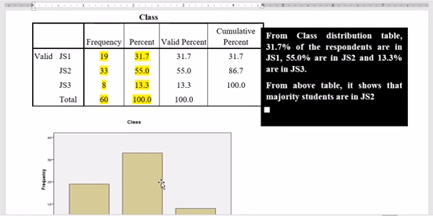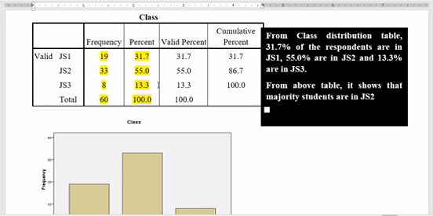Now, the class. I have 3 classes, GS1, GS2, and GS3. These are the frequencies: for GS1, I have 19; for GS2, I have 33; for GS3, I have 8. Now, these are the percentages: for GS1, I have 31.7; GS2, I have 55.0; and GS3, I have 13.3.